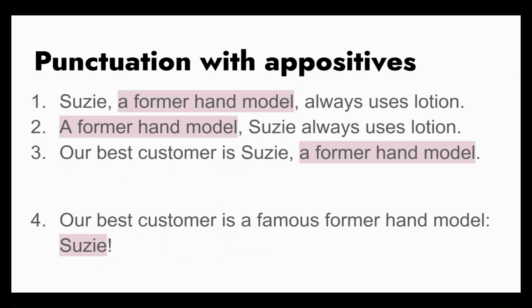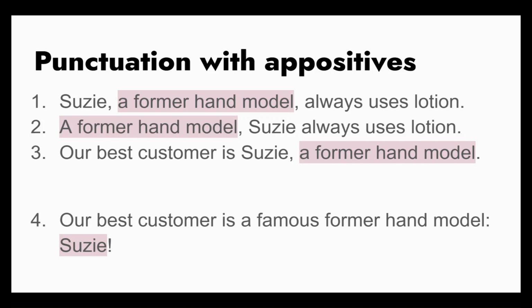Finally, we've got appositives in this exercise. An appositive, remember, it's a noun or a noun phrase that just renames another noun. So if I say, Susie, a former hand model, always uses lotion. A former hand model is an appositive phrase that just renames or gives more information about Susie. Now with appositives, I can hook them, I can stick them in the middle, and I'll usually set them off with pair punctuation. Well, it depends whether they're essential or non-essential.